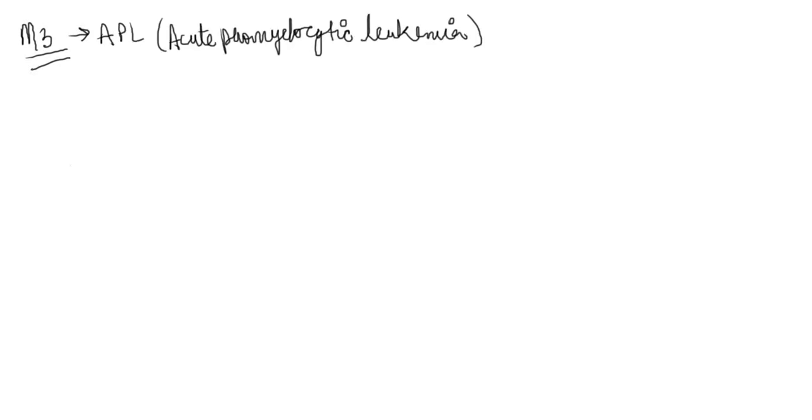The next subtype of acute myeloblastic leukemia is the M3 subtype, also called acute promyelocytic leukemia. As the name suggests, in this case the blasts are differentiated into promyelocytes, which are the precursors of the granulocytes. These promyelocytes are granular, so they contain numerous granules, and within the promyelocytes the Auer rods are present.